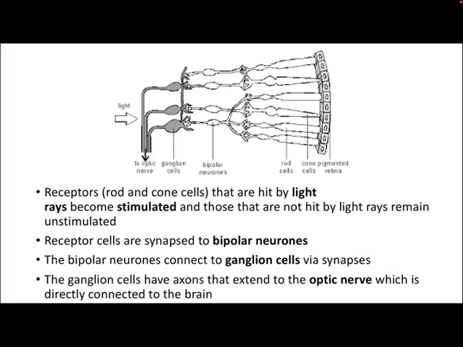The receptor cells, as you can see here, the rod and cone cells, then synapse to bipolar neurons, and then the bipolar neurons are connected or synapse with ganglion cells. The ganglion cells have long axons that extend to the optic nerve, which is then directly connected to the brain.